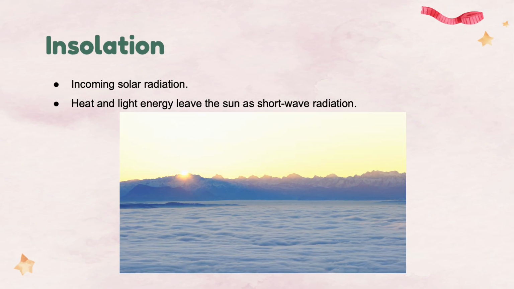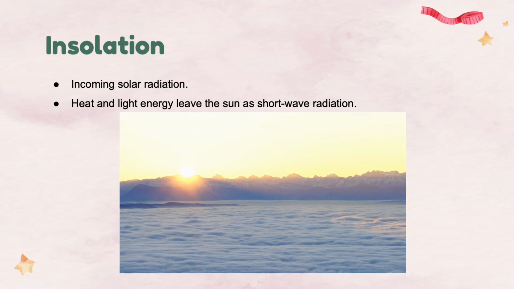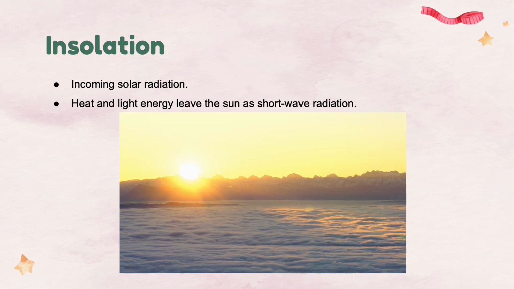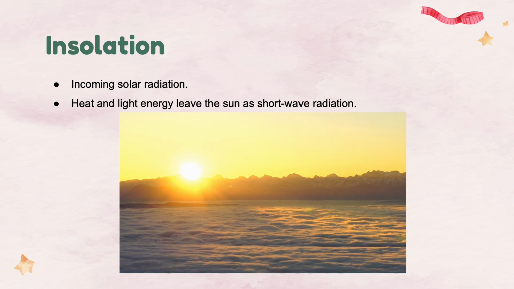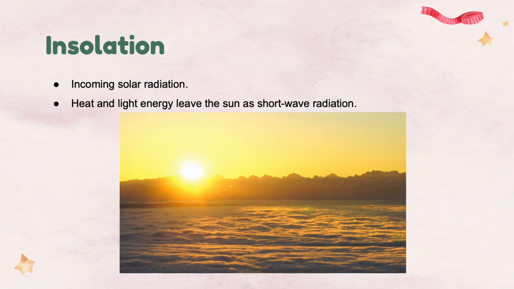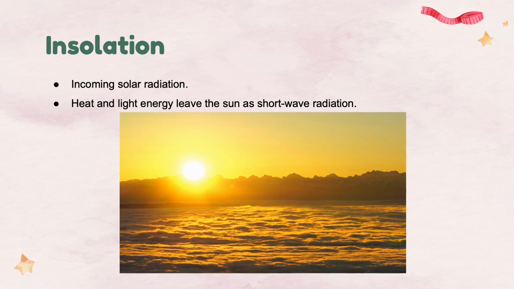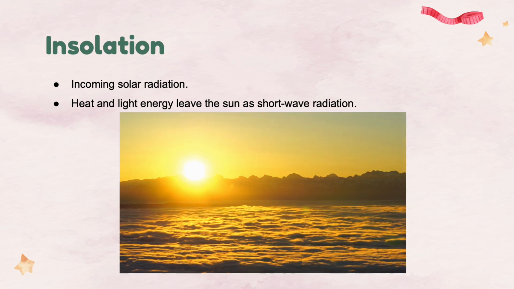Insolation is described as incoming solar radiation, which means that the sun's rays are coming through the atmosphere from space. Heat and light energy leave the sun as short-wave radiation to heat the atmosphere. We'll take a look at radiation and the different wavelengths in a little bit more detail later on.